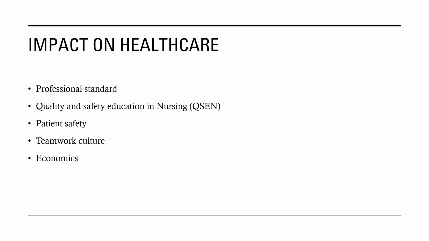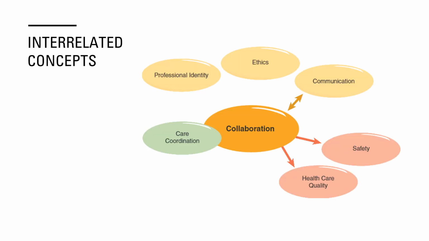And in nursing, we do the Quality and Safety Education for Nurses, or the QSEN categories, is how we will measure collaboration. And there are concepts that interrelate with that, including professional identity, ethics, and communication. We've talked about communication already. Safety, patient, and healthcare quality. We've talked about that already.